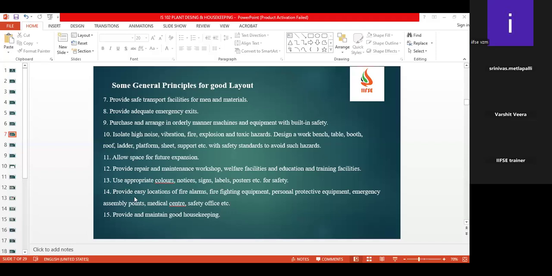Then provide easy location for the fire alarms and also firefighting equipment, personal equipment, emergency assembly points, and medical centers and safety offices, and provide and maintain good housekeeping. So when we say housekeeping, it is not about keeping it clean. It is about how you are maintaining, how you are managing your workplace.